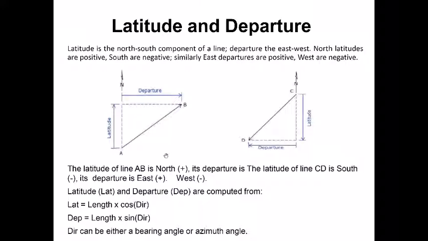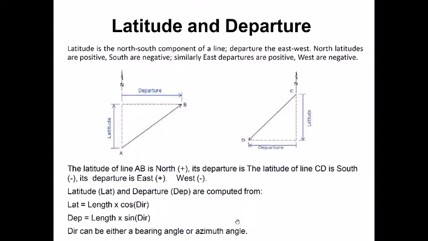Now, in order to calculate their values, for latitude, we multiply the length of the line by cos of the angle, and we'll get to what this angle is. The angle basically represents the direction of the line, and departure is length times sine of the direction or the angle. And the angle can be either a bearing angle or azimuth angle.